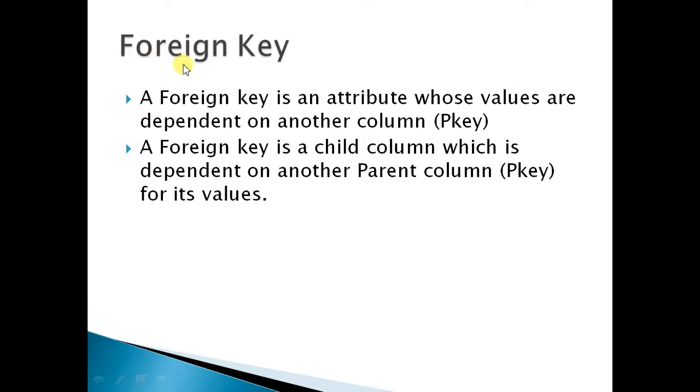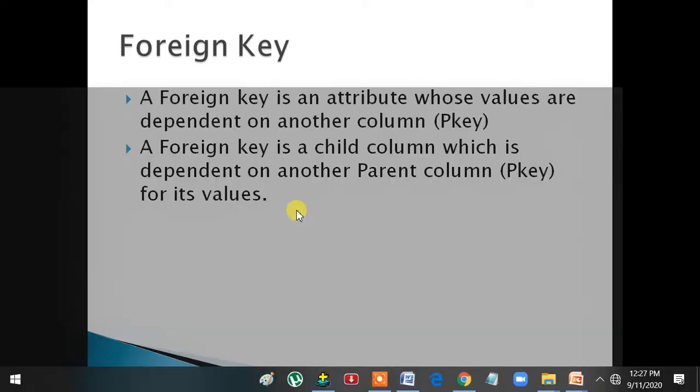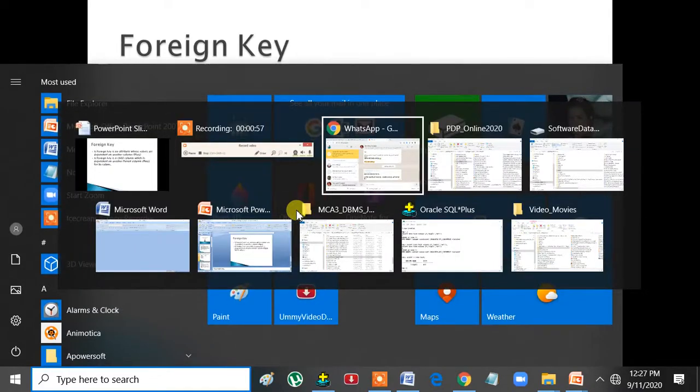See, foreign key is one of the most important concepts of relational DBMS, which is also called referential integrity. Now, foreign key is an attribute whose values are dependent on another column, and that another column is usually primary key. Or you can say a foreign key is a child column which is dependent on another parent column for its values. Let us see an example directly so that things are clear to you.